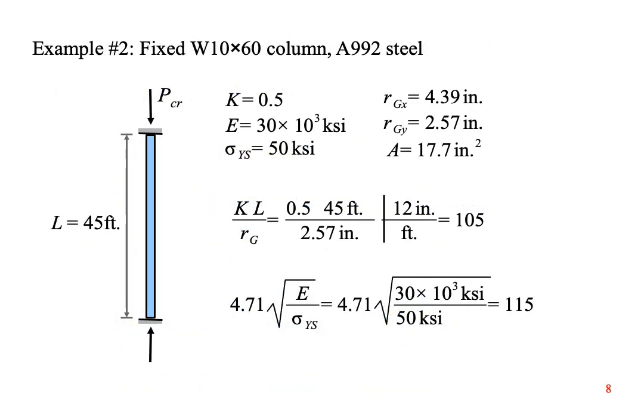Let's see how this works in an actual column. Here's a fixed column, so K equals 0.5. You can find R sub G X and R sub G Y in Appendix D. Use the smaller value because the column will fail in the weak direction first. We calculate KL over R sub G, and 4.71 times the square root of E over yield strength. The results are unitless.